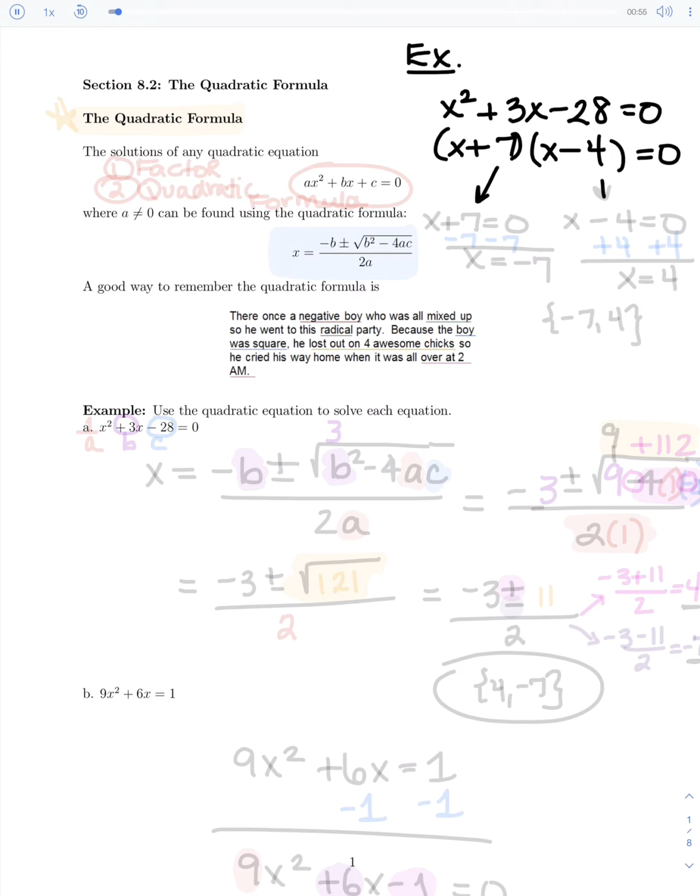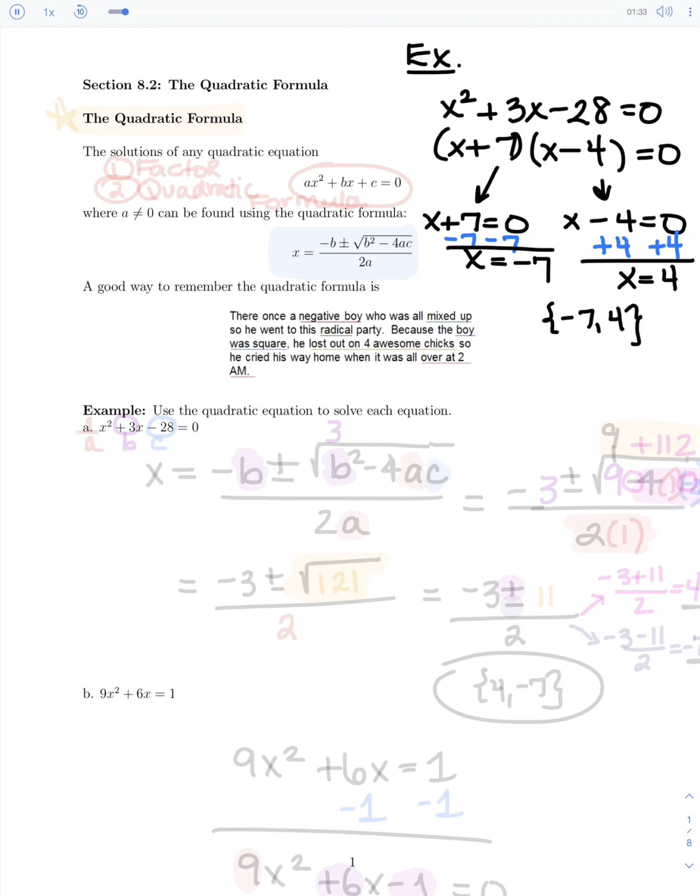You would set both pieces equal to 0: x plus 7 would get set equal to 0, and x minus 4 would get set equal to 0. And you'd get x equals, well, we'd subtract the 7 from both sides, and that would give you your first solution of negative 7. And on the other equation, we would add the 4 to both sides, and that would give us x equals positive 4. We ended up with two solutions, negative 7 and positive 4.